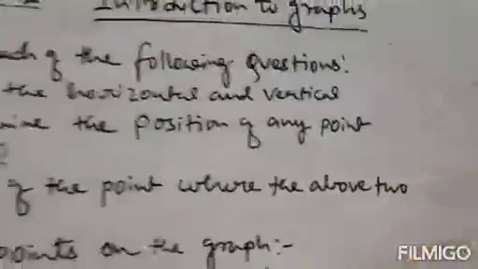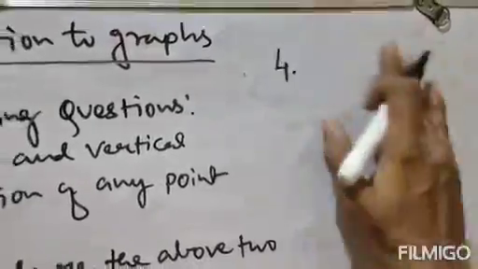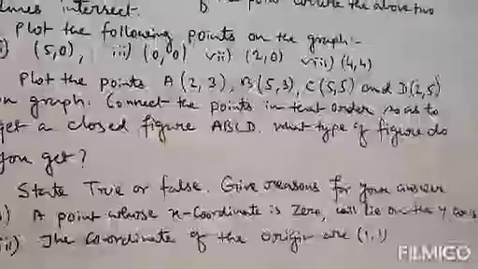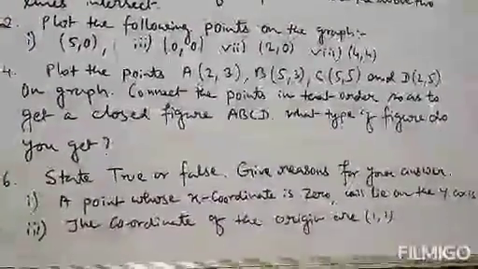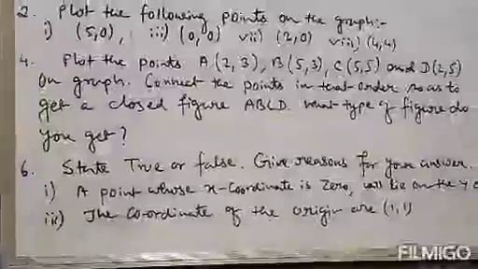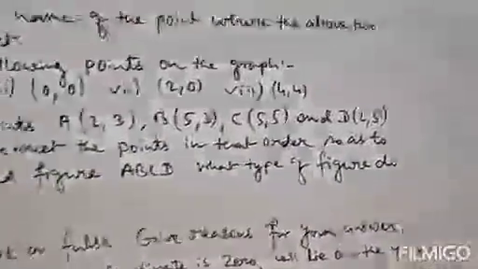Next question, question number 4. Question number 4 says, plot the points A, B, C, D on a graph. Their coordinates are given. Connect the points in that order so as to get a closed figure ABCD. What type of figure do you get? So at first we have to plot the points.